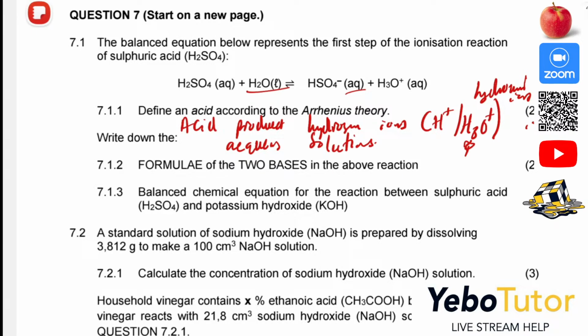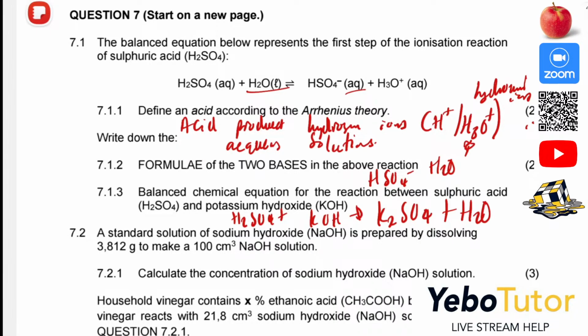Now write down the formula of the two bases in the above reaction. Definitely water, because it can act as a base in an acid, and of course definitely our HSO4-. Now balance the chemical equation for the reaction between sulfuric acid and potassium hydroxide. That's a base there, so that would be our H2SO4 plus our KOH. That should produce our K2SO4 plus water. Then we balance this one to be 2, and this one can also be 2. Then it's now balanced on both sides.